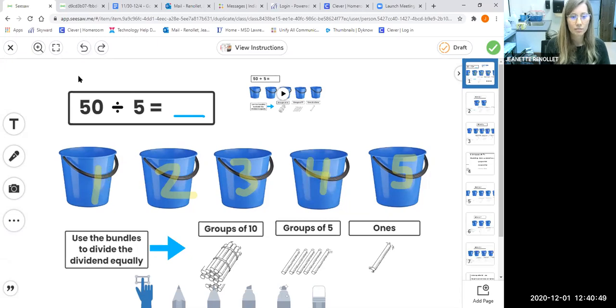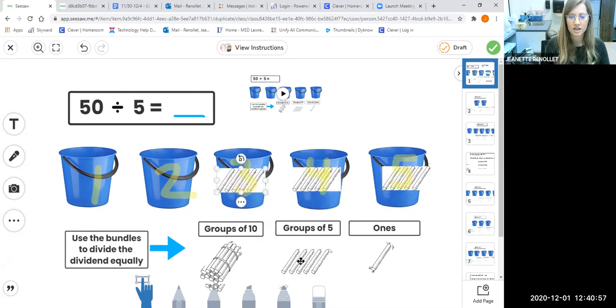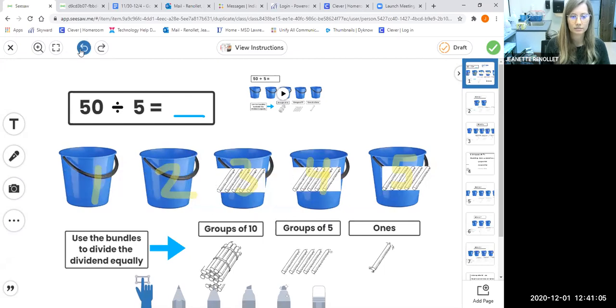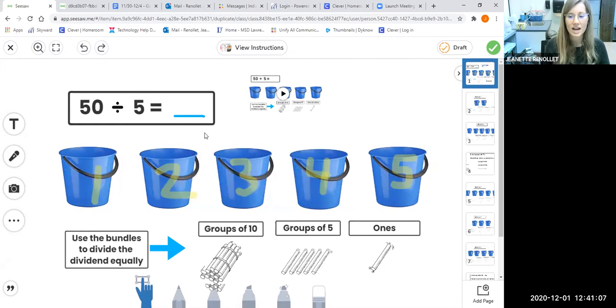I could start by counting by 5s to see if that would be easier. 5, 10, 15, 20, 25. I could keep going up to 50. Whoops. Okay, so today you're going to use these bundles to count by 10s, 5s, or 1s to determine the quotient.